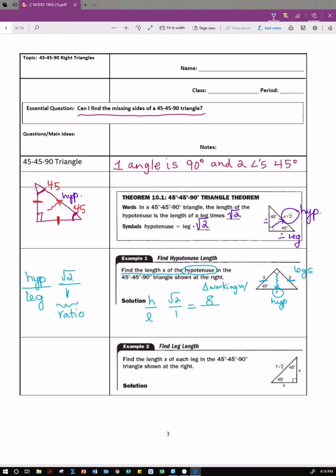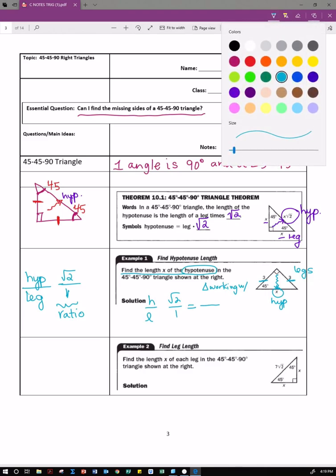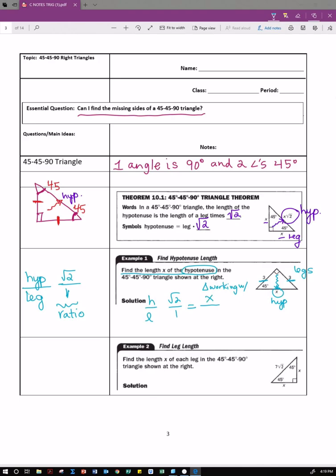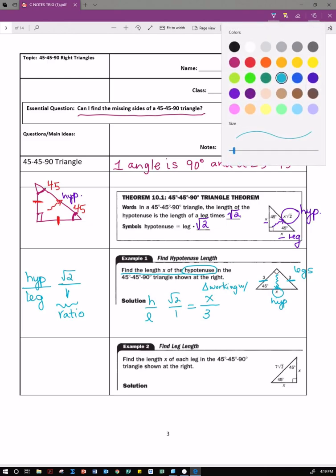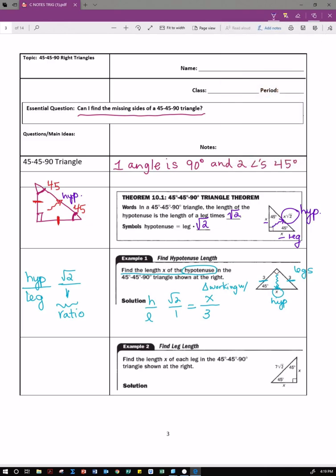x, and the legs are 3. I'm sorry, I meant x. Now we're going to cross multiply and divide. So 1 times x is x. 3 times the square root of 2 is 3 times the square root of 2. Therefore, x, which is the hypotenuse, is equal to 3 times the square root of 2.